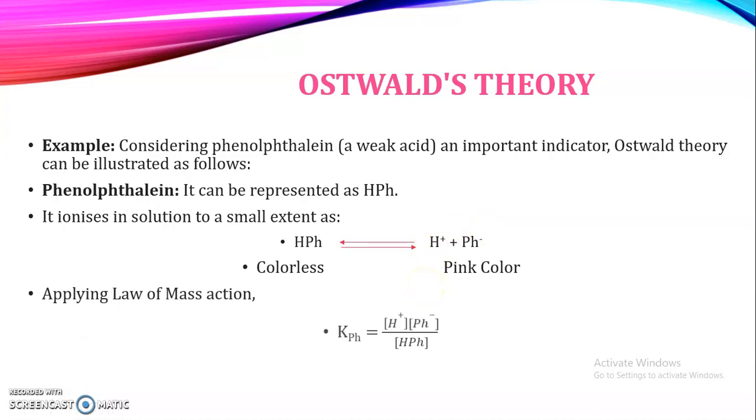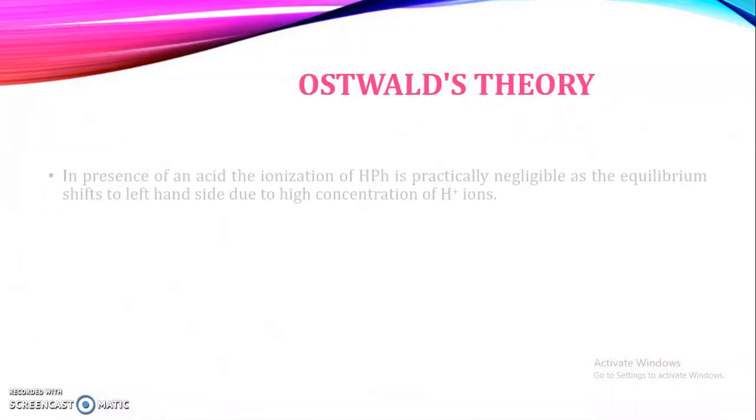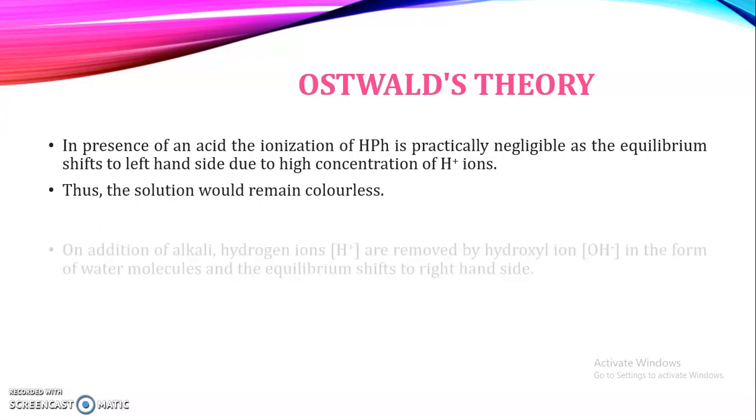So applying the law of mass action, we will get K is equal to the concentration of H plus ions into the concentration of Ph minus, that is the ionized form, divided by the concentration of the unionized form. Thus, the undissociated molecules of phenolphthalein are colorless, while the Ph minus ions are pink in color. In presence of an acid, the ionization of HPh is practically negligible, as the equilibrium shifts towards the left hand side due to the concentration of H plus ions, and the solution will remain colorless.